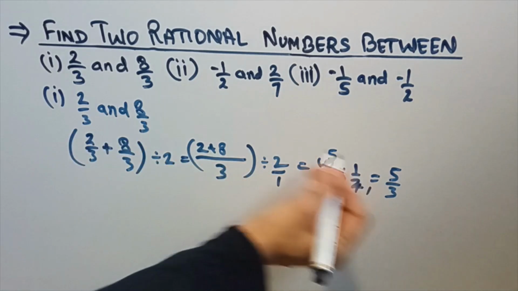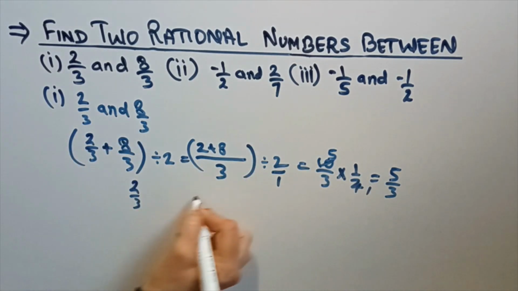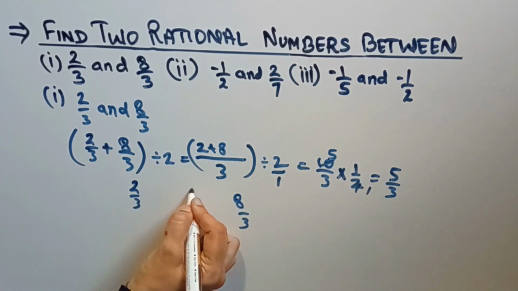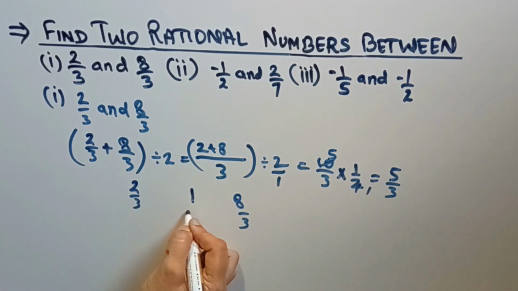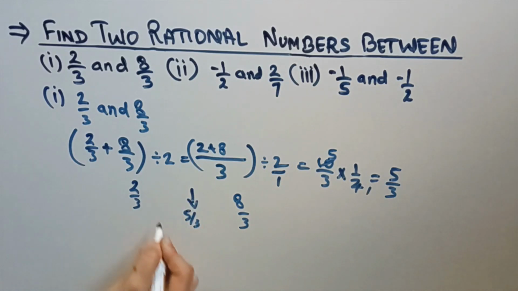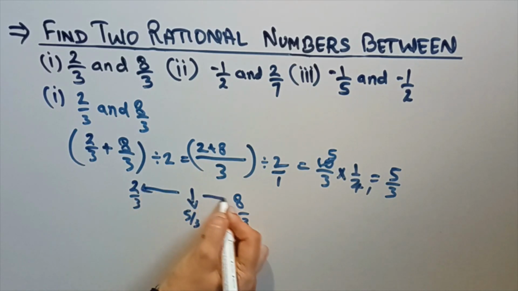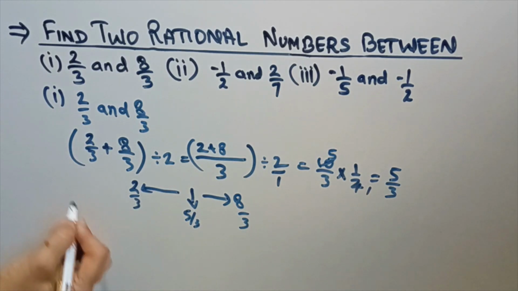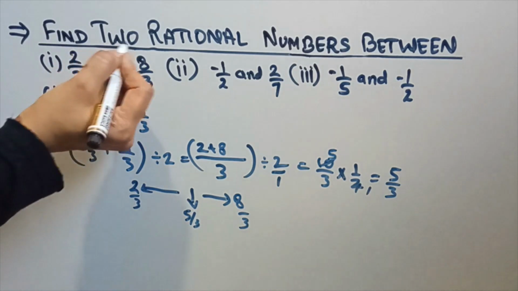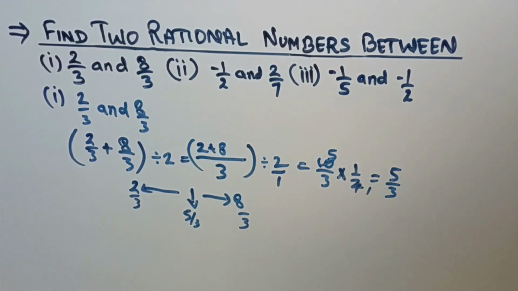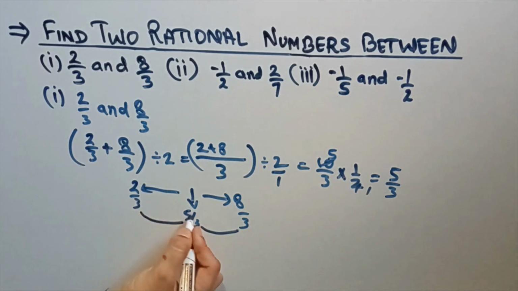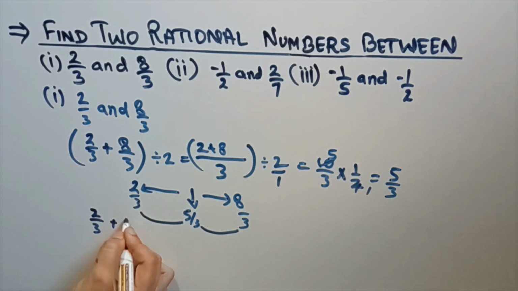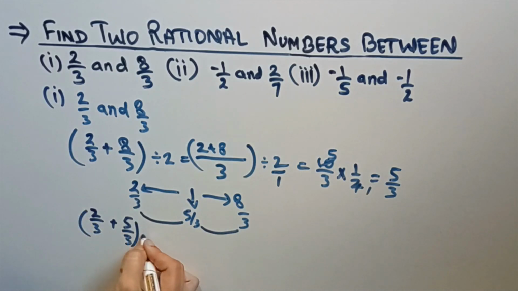Now this number is in between 2 by 3 and 8 by 3. This number is here in between these two numbers. This is 5 by 3. Now we have to find one more number, as we have been told that we have to find two rational numbers. So we will again take pairs, either these two or these two. Add these two numbers and divide by 2, or you add these two numbers and divide by 2. I am taking these two numbers, 2 by 3 plus 5 by 3. Add these two and divide by 2.